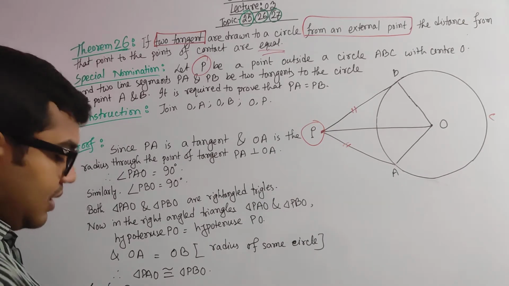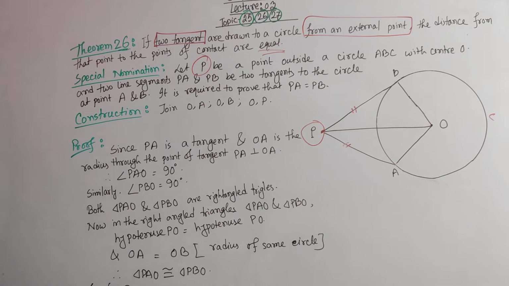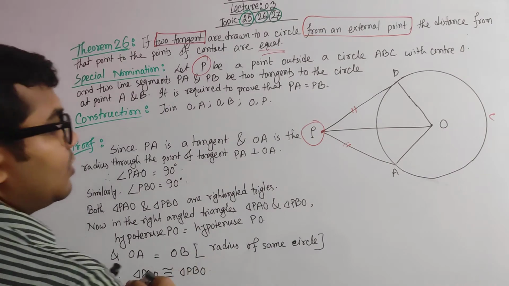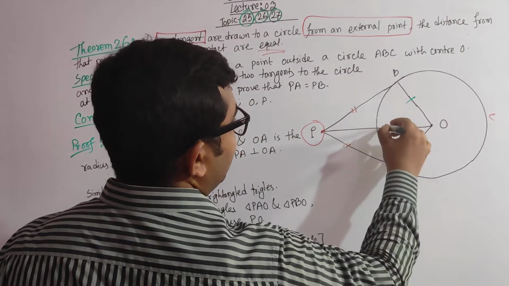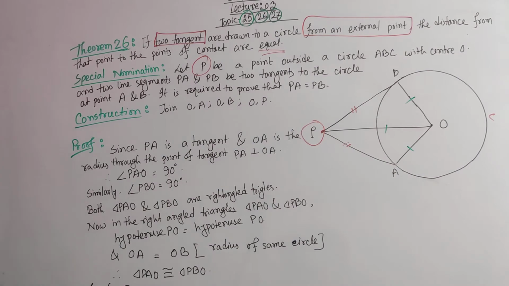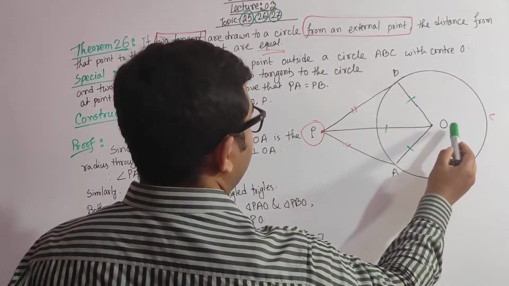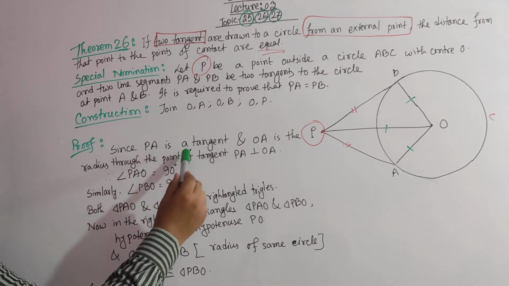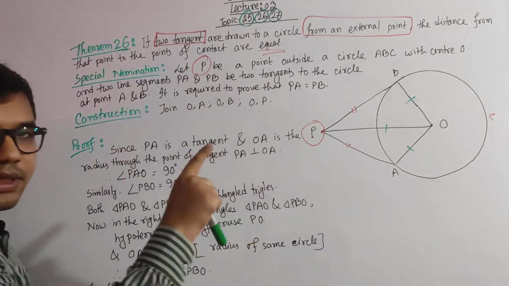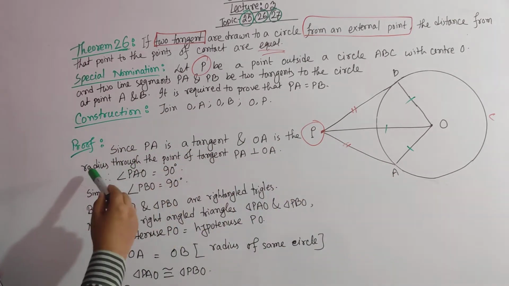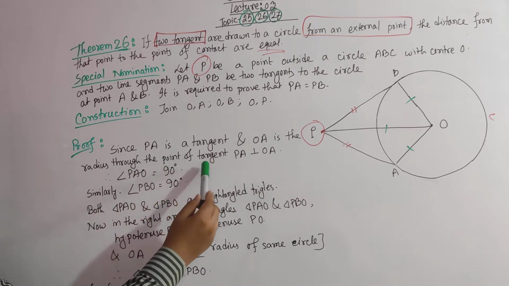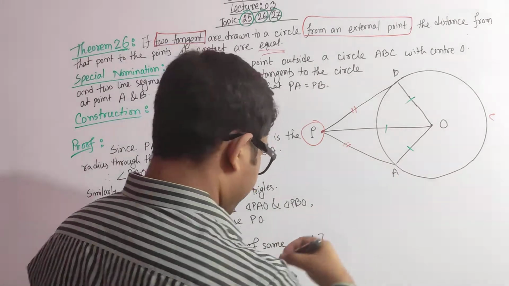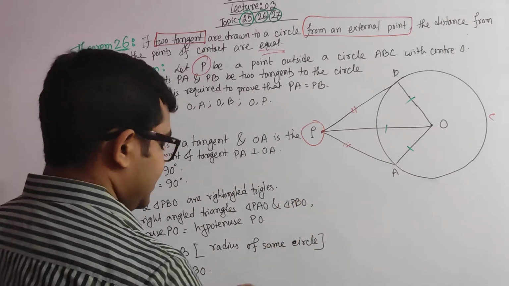Construction: we have to add some lines, that is OA, OB and OP. Now we go for the proof part. Since PA is a tangent, and OA is the radius through the point of contact, PA is perpendicular to OA. Here our OA is the radius, so what is happening here?